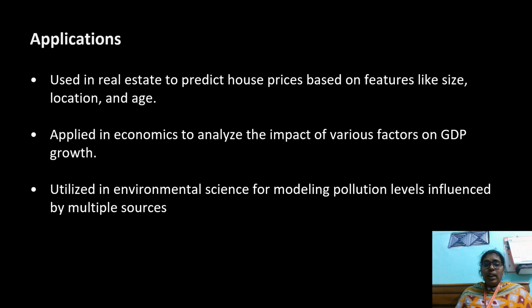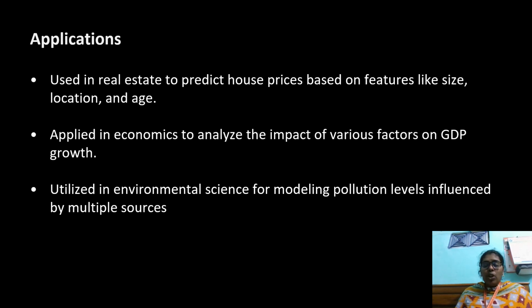So it is very useful. In real estate, we can predict house prices based on size, location, age, and how many years ago the house was built. These are real-time examples. Similarly, we can apply it in economics to analyze GDP growth factors and the improvements in that economy, what the uses are, so we can know about all of it.